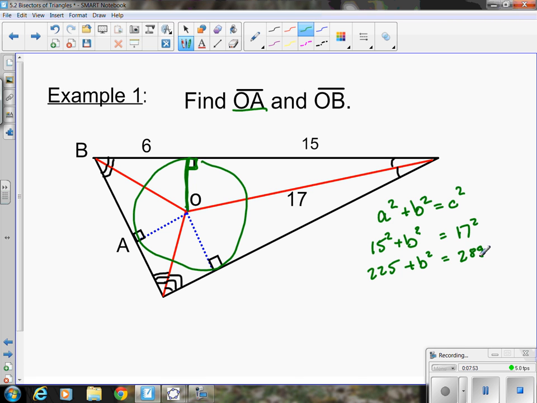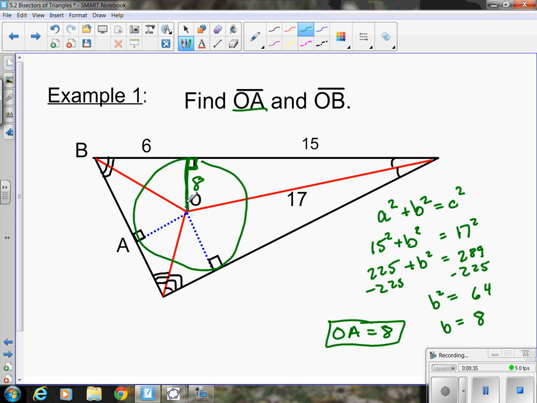289. And so now I subtract 225 from both sides, and I get b squared equals, give me a second here, 64. So take the square root of both sides, and you get 8. We don't have to worry about plus or minus because we're talking about distance. This length is 8. And so therefore, segment OA has a measure of 8. So that segment and that segment were congruent.